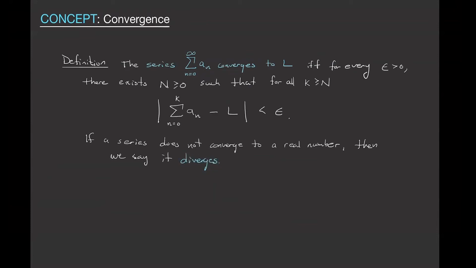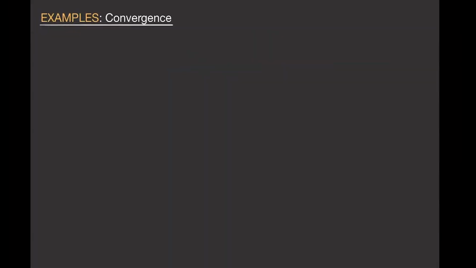Now let's look at some examples because this may be a little abstract at the moment. If we look at, let's say, the series 1 plus 1 plus 1, and so on, which we could write as just the series where we add up 1 infinitely many times. This is a divergent series.